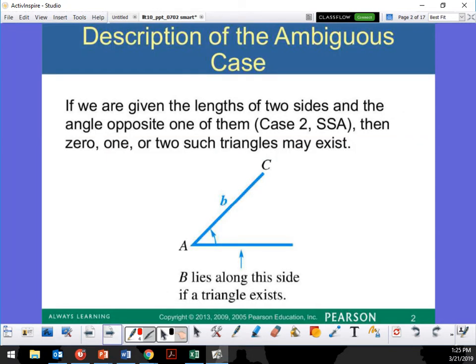Now, the ambiguous case, when we have angle-side-side. Given the lengths of two sides and the angle opposite one of them, so side-side-angle or angle-side-side, then 0, 1, or 2 such triangles may exist. Let me show you why.